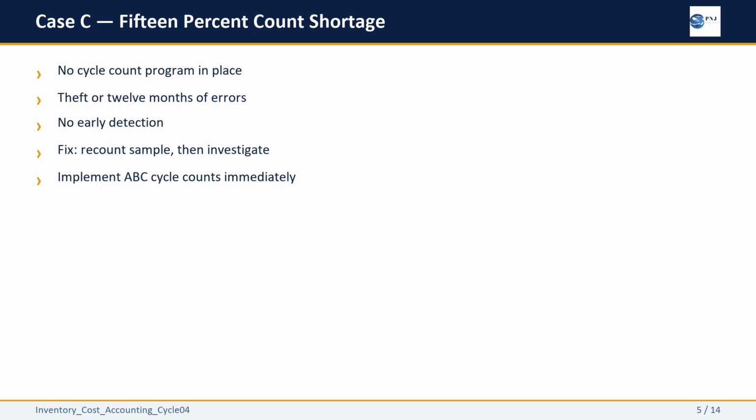Perform an independent recount of a representative sample and investigate timing differences, counting errors, system errors, or genuine shrinkage. Implement the ABC cycle count program right away, with high-value items counted monthly going forward. Post the confirmed adjustment with full documentation, and if theft is suspected, engage management and consider law enforcement.